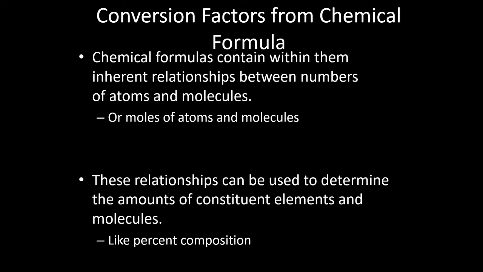Chemical formulas contain within them inherent relationships between the numbers of atoms and molecules, or the moles of atoms and molecules, if we're talking about a larger sample. These relationships between the different atoms and the different elements inside of a molecule can be used to determine the amounts of constituent elements and molecules, such as percent composition.